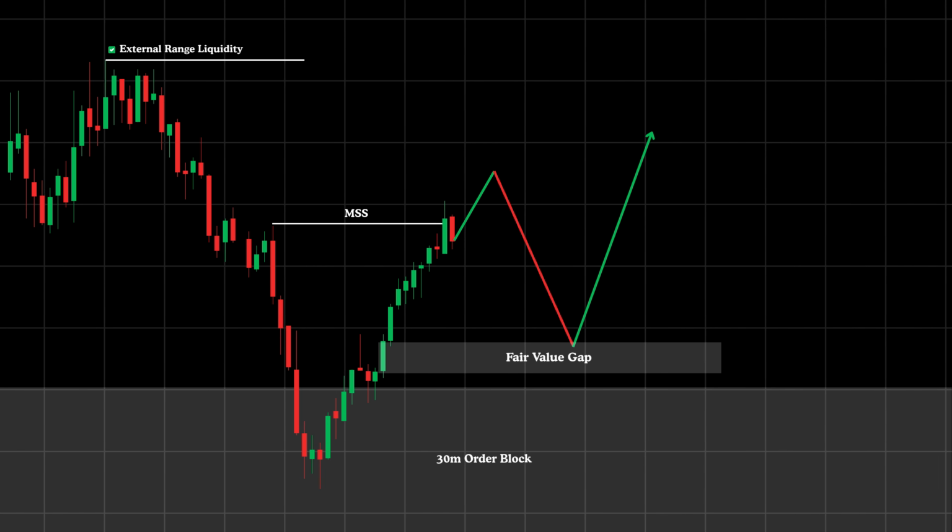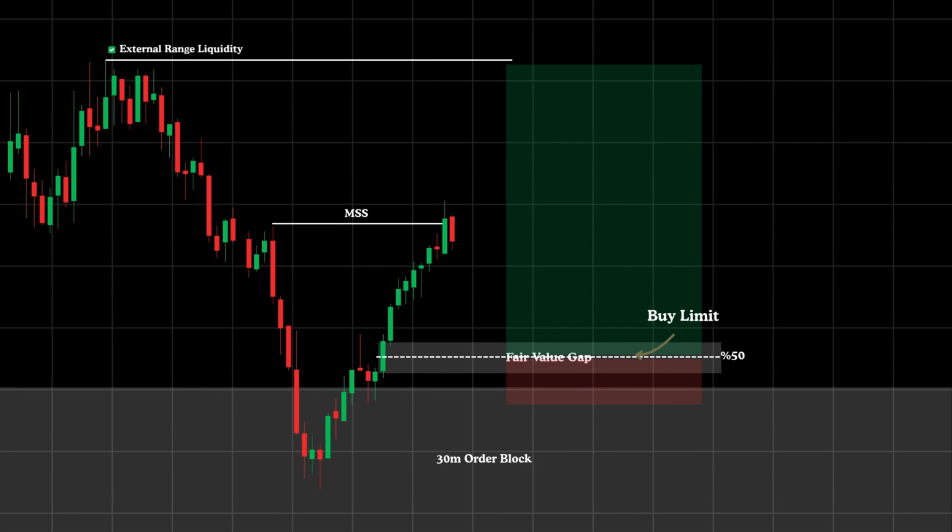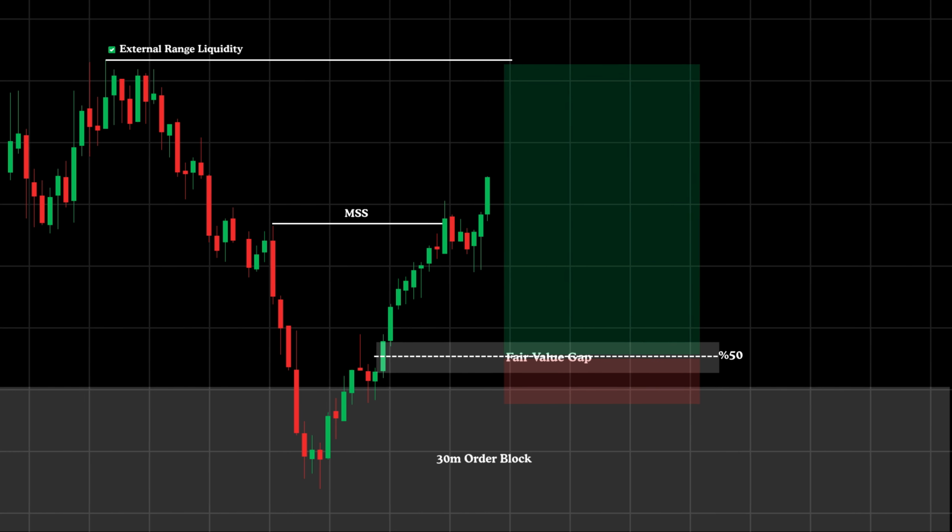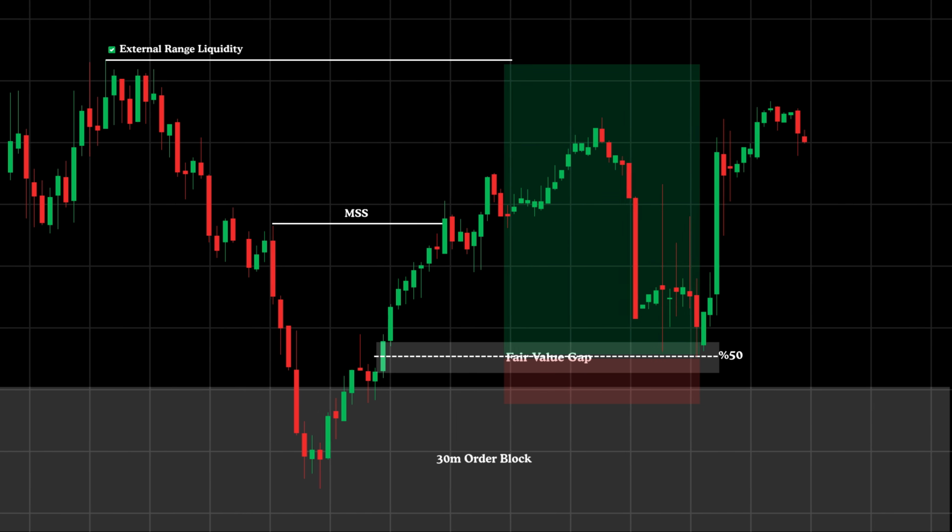With all rules and conditions aligned, I'll go with the conservative entry, placing a buy limit order at the midpoint of that 5-minute bullish fair value gap, while setting my take profit at the most recent 30-minute buy-side liquidity. Now, let's run the trade forward to see the outcome.